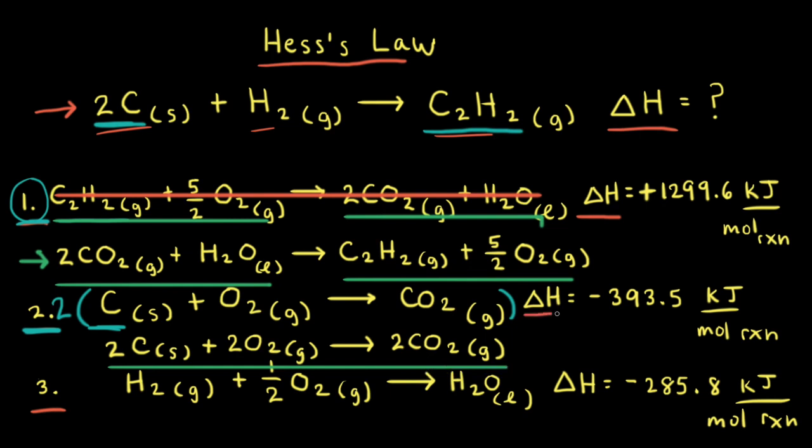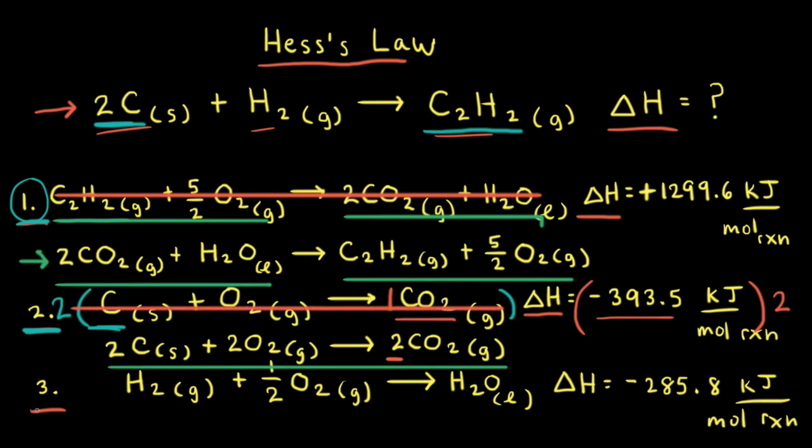The change in the enthalpy for the formation of 1 mole of CO2 was negative 393.5 kilojoules per mole of reaction. But now we're forming 2 moles of CO2. And since we multiplied the equation through by a factor of 2, we also need to multiply the change in enthalpy by a factor of 2 as well. And also, let's cross out this first version here, because now we're forming 2 moles of CO2.